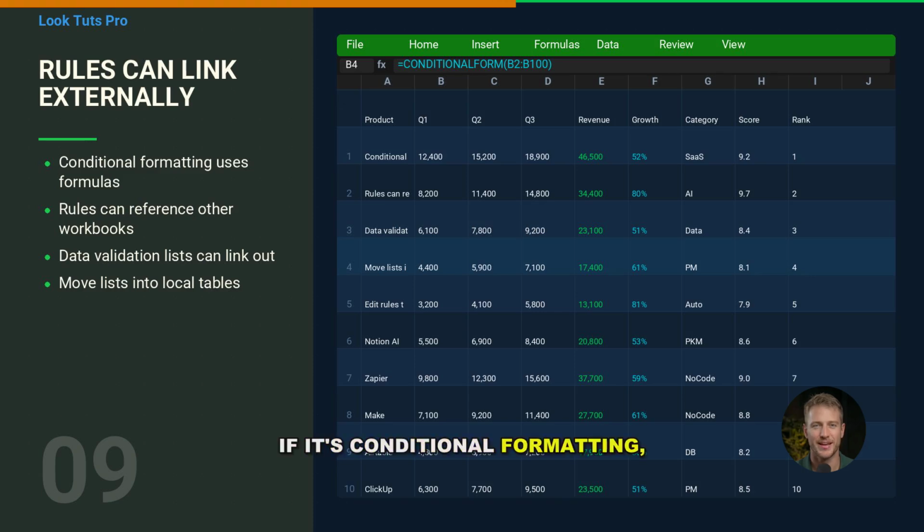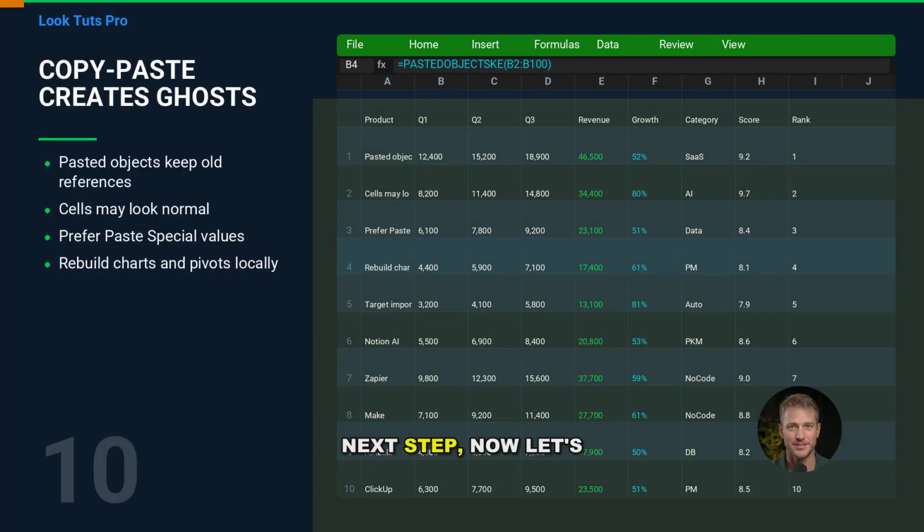If it's conditional formatting, edit the rule to point to a local range or local named range. If it's data validation, bring the list into the workbook, ideally as a table, then reference that table. A practical tip is to standardize list sheets for validation sources, because it prevents future external links. This step often explains cases where you have zero external formulas in cells, yet Excel still insists there are links somewhere.